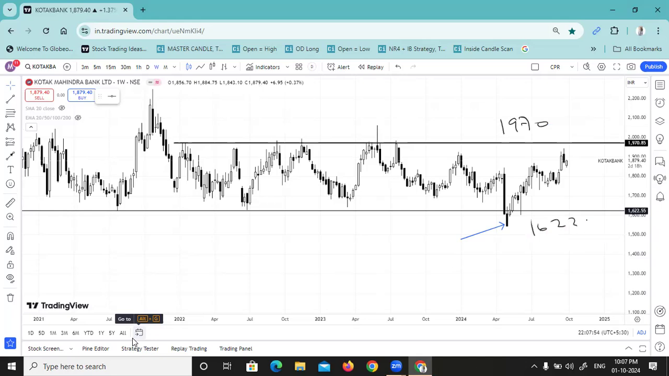So what we will do now, we will wait for Kotak Bank to give a breakout. We want one strong bullish candle to break this level, 1970. Then we will plan the trade. How will we plan this trade? Above the breakout candle high, we will plan the trade. What will be the target? Can someone tell me? Resistance is 1970, support is 1622. If 1970 breaks, what can be the target?